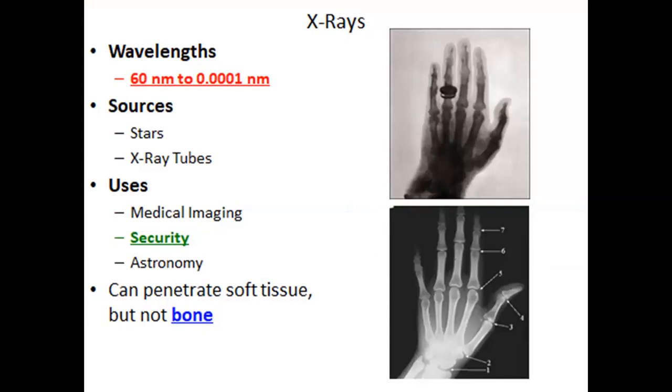And the next is X-rays. X-rays are produced when there is a sudden deceleration of high-speed electrons at a high atomic number target.